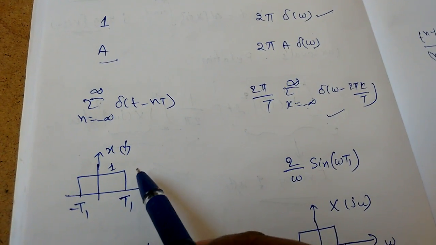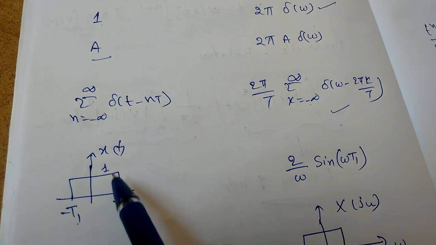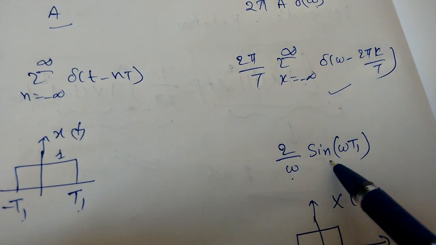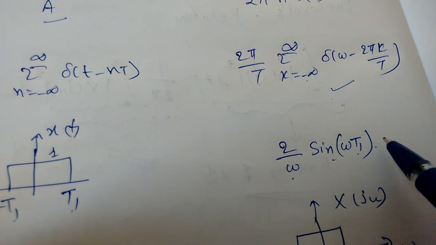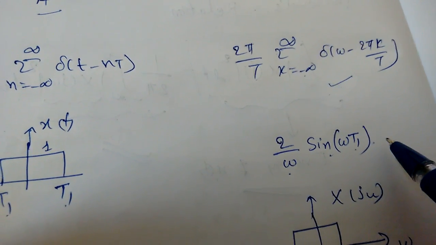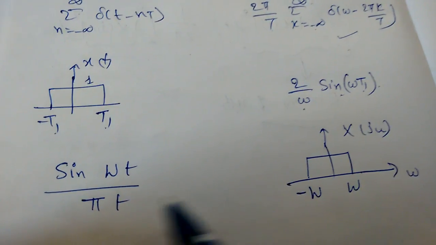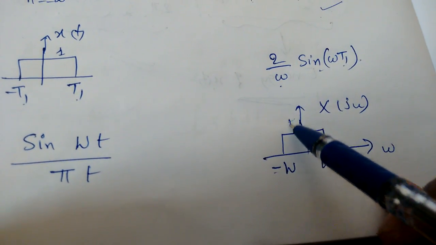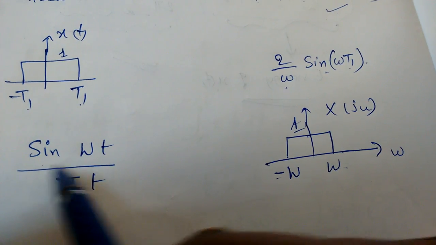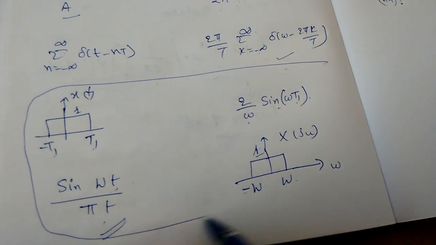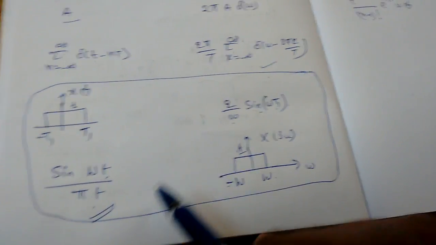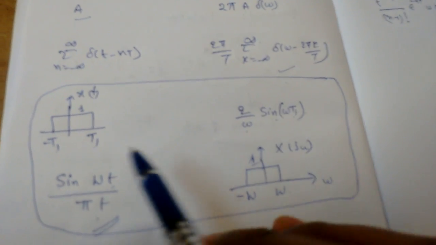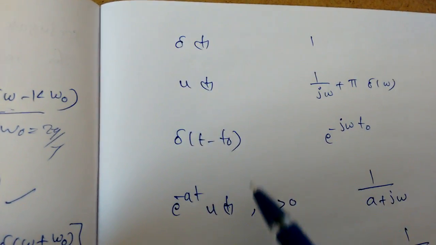If there is a rectangular function in the time domain, from minus T₁ to T₁ with amplitude 1, we will get 2 by ω into sin(ωT₁). This can be replaced by the sinc function also, which we already discussed. If in the ω domain it is from minus W to W with amplitude 1, then the corresponding signal is sin(Wt) by πt. So remember this pair of Fourier transforms. We frequently get questions from these sinc functions or rectangular functions in GATE. That we'll see in the next lecture, that is the previous GATE problems.